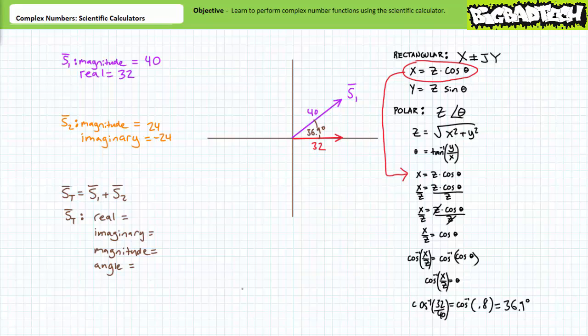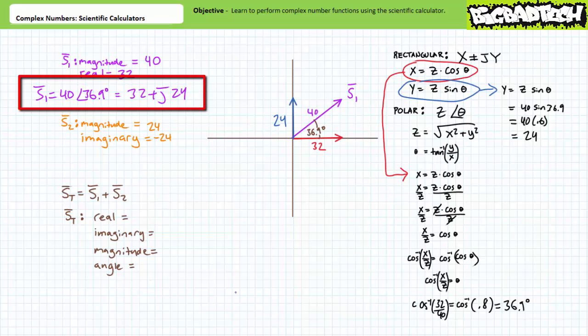Rearranging the conversion, taking the inverse cosine of both sides, we arrive at the angle equals the inverse cosine of the real component over the magnitude. Substituting our given values yields an angle of approximately 36.9 degrees. We've now got three knowns, the magnitude, the real component, and the angle. We can use these to solve for the fourth unknown, the imaginary component of S1. The imaginary vertical y component is the magnitude z times the sine of the angle theta. Substituting our known values of magnitude and angle yields an imaginary component of positive 24. These series of calculations show that S1 can be expressed using polar format as 40 at an angle of 36.9 degrees, or in rectangular format as 32 plus j 24.